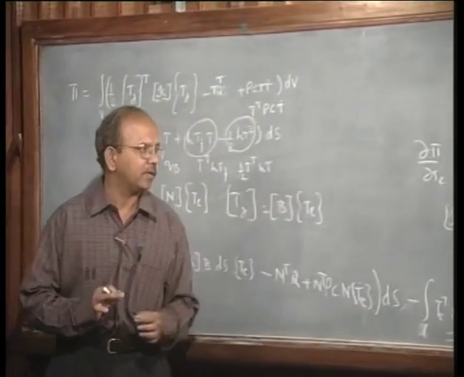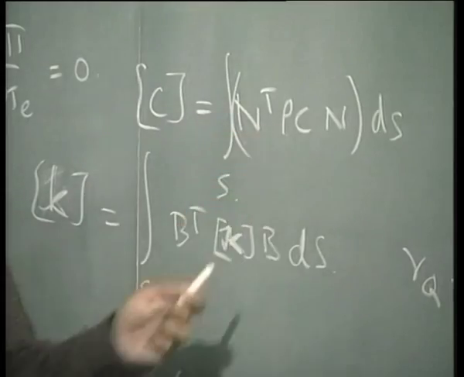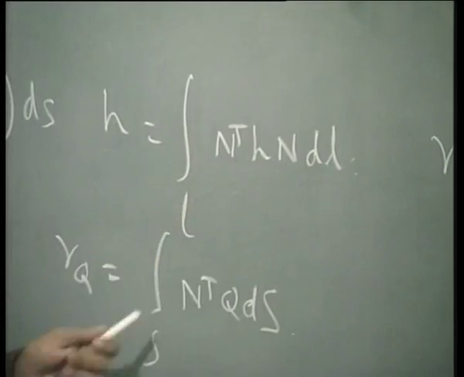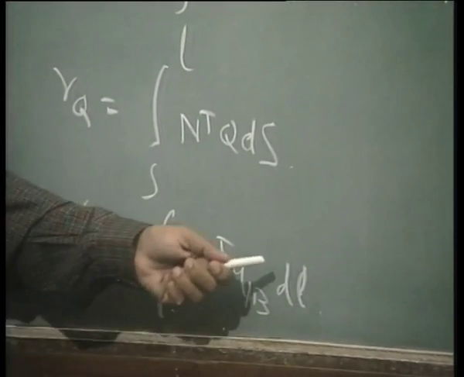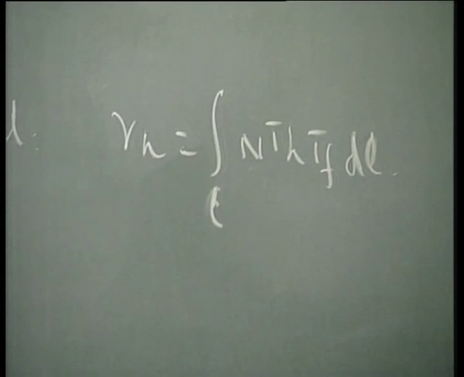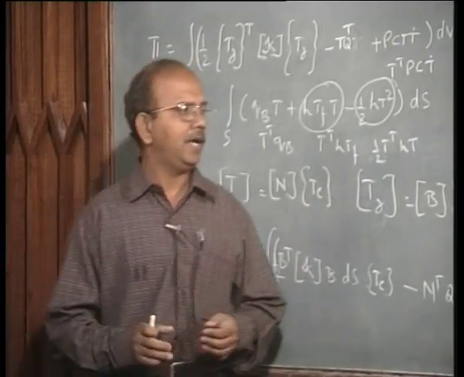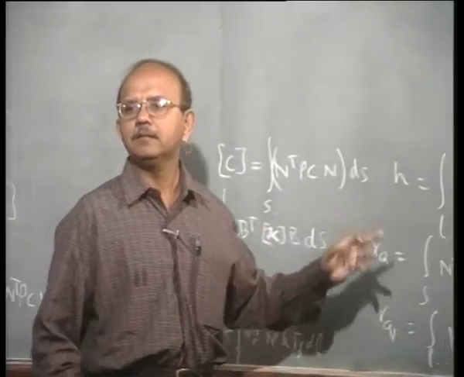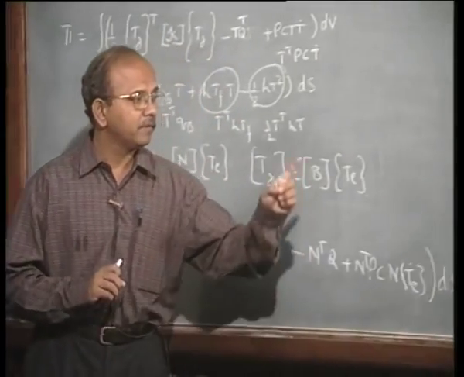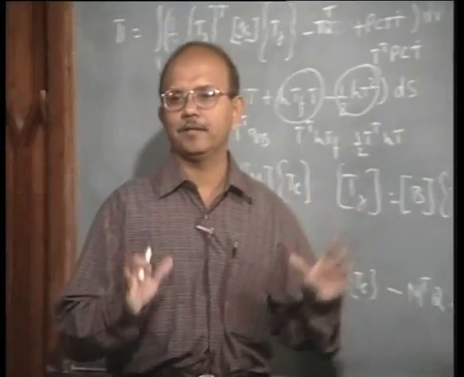Try to assimilate these terms one by one: N transpose rho c N ds, B transpose kappa B ds, then N transpose h N dl, N transpose q ds, N transpose q bar dl, and N transpose h T_f dl. The only difference if it is 3D is that dl will be replaced by ds, and these ds's will be replaced by dv. That is it. Now I will give you 2 minutes. You have to now get me the final equation form, how it will look like.